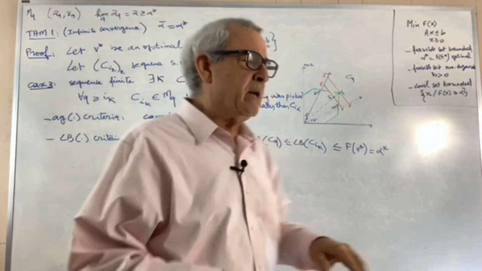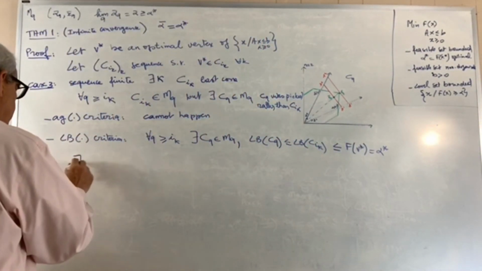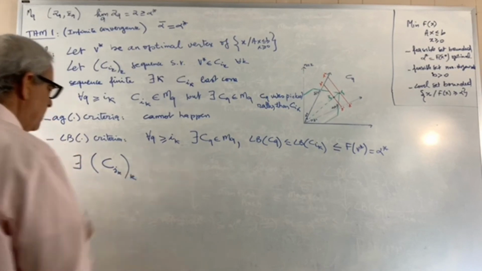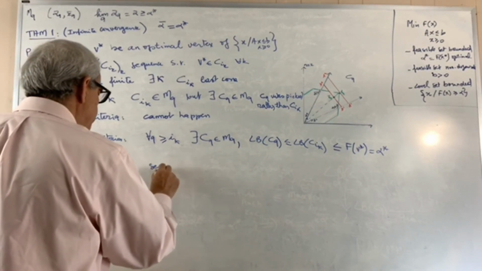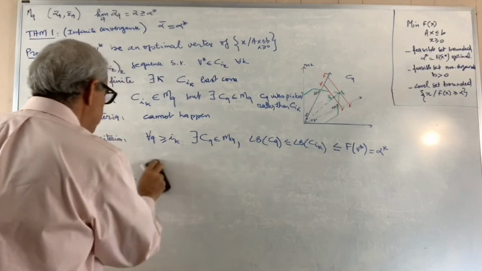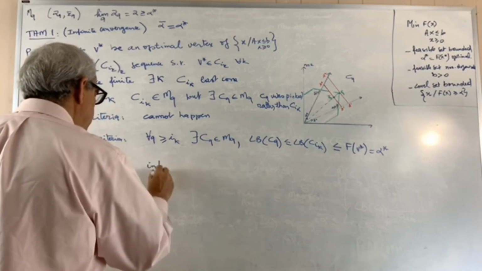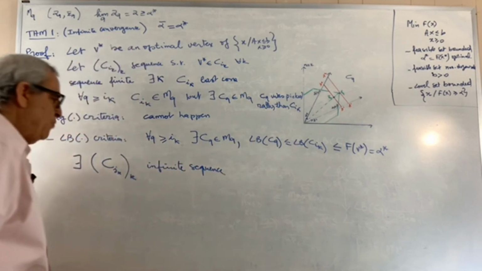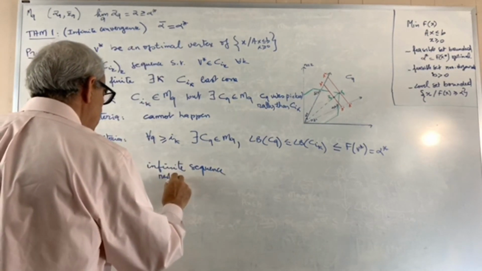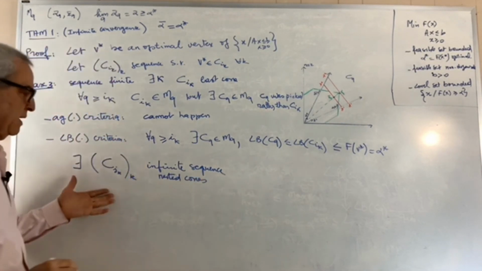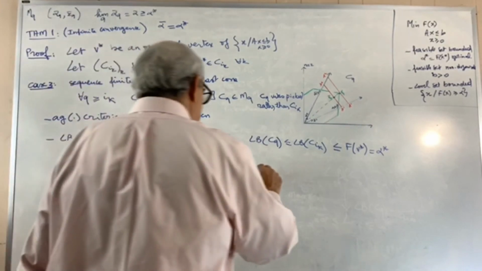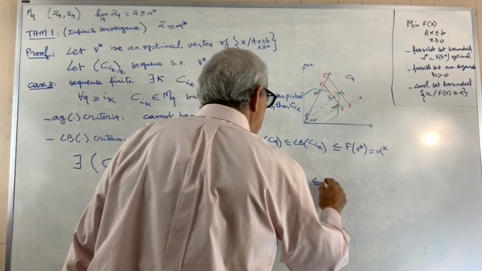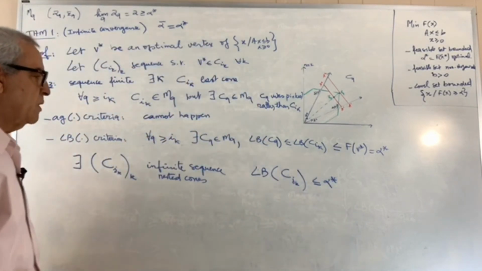From that tree, then I'm going to pick a sequence. So therefore there exists a sequence which I call CJK, an infinite sequence of nested cones, just like in lemma 2, all right, such that the lower bound of Cjk is less or equal to alpha star for every k.